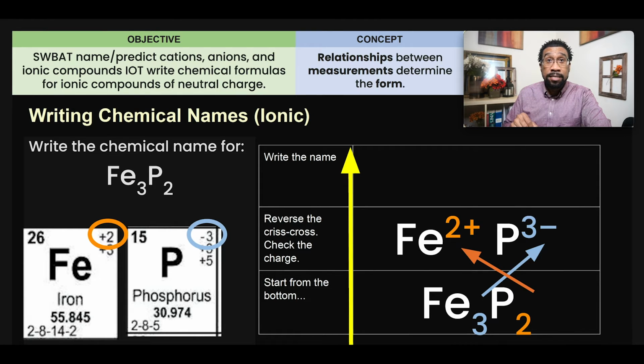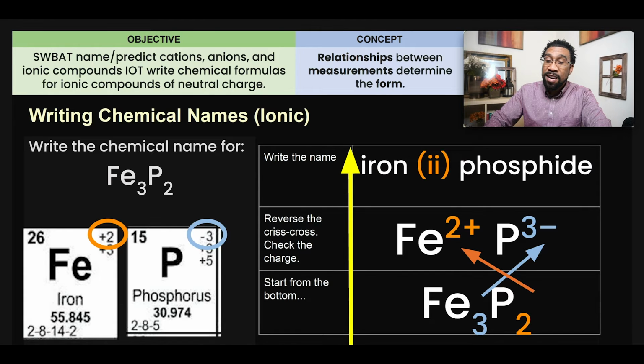So let's go ahead and name this. Since it has a positive 2, the element is iron, and because of the positive 2, again, we're going to use a Roman numeral 2, phosphide. So the final answer for this particular chemical formula, its chemical name is iron(II) phosphide.